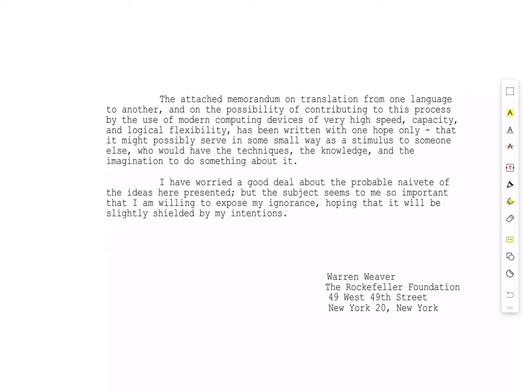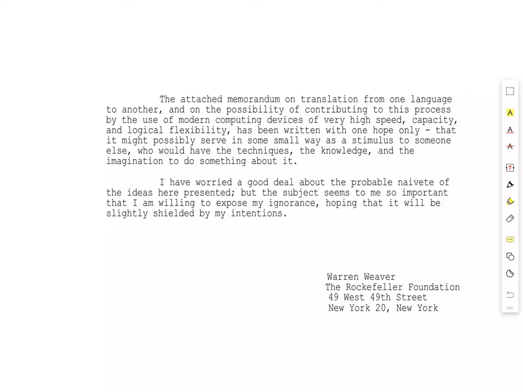What you see here is the opening page of Warren Weaver's translation memorandum, written in the late 1940s. At this point in history, computers were still in their infancy. And yet, even as very few computers were available and computers were just starting to be used, people imagined that these new devices for computing could potentially be used to translate one human language into another.